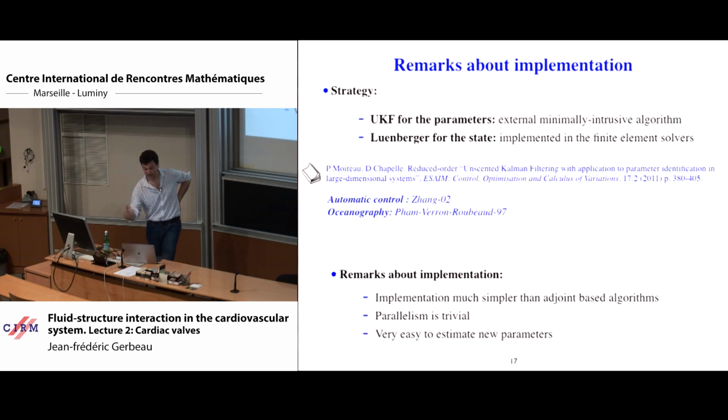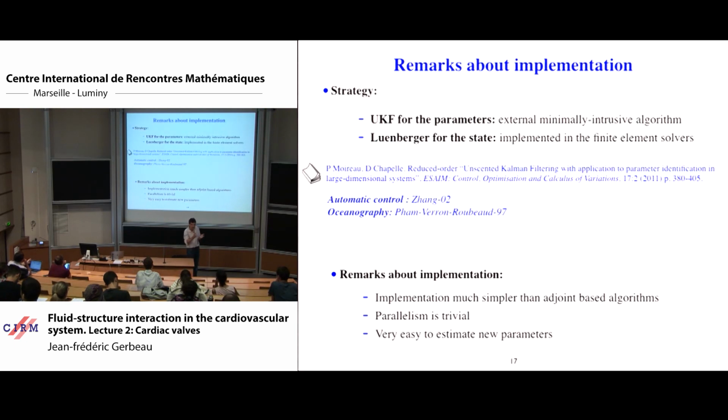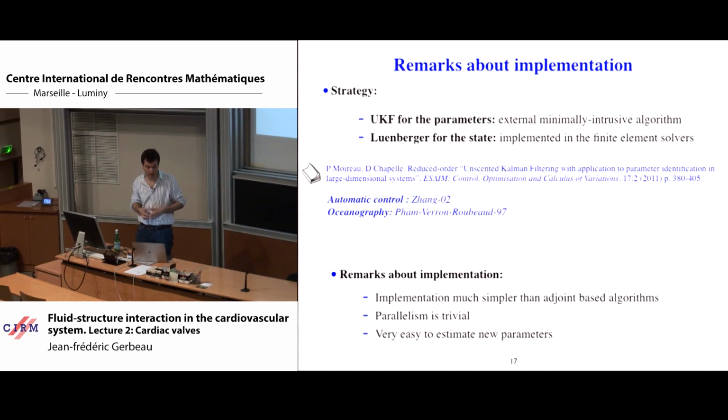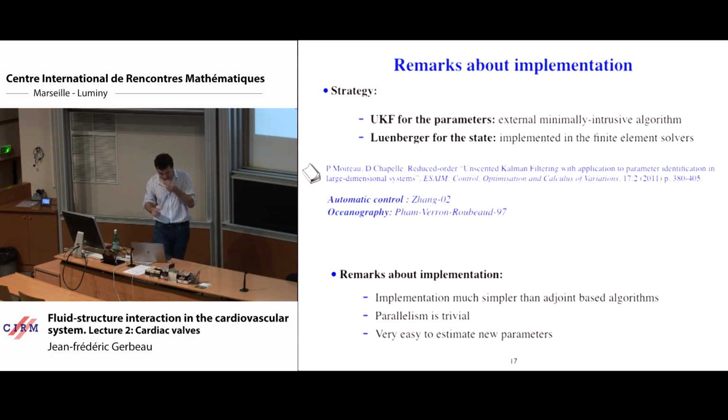And so, as Philippe explained, we will mix this approach with the Luenberger observer. The Luenberger approach will be used for the state. The UKF approach will be used only for the parameters, so the Kalman approach is restricted to typically 10 or 15 values, whereas the state variables are handled with a feedback term put on the equations, which fits very well in the finite element formulation of the equations. So this is the basic idea.